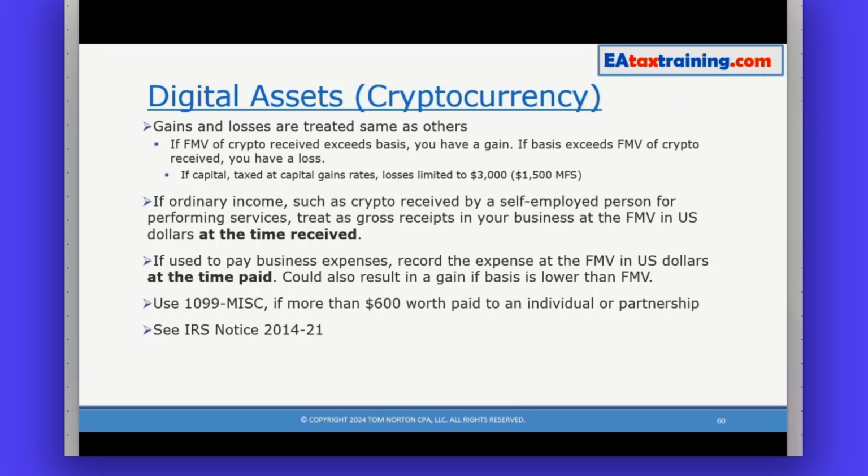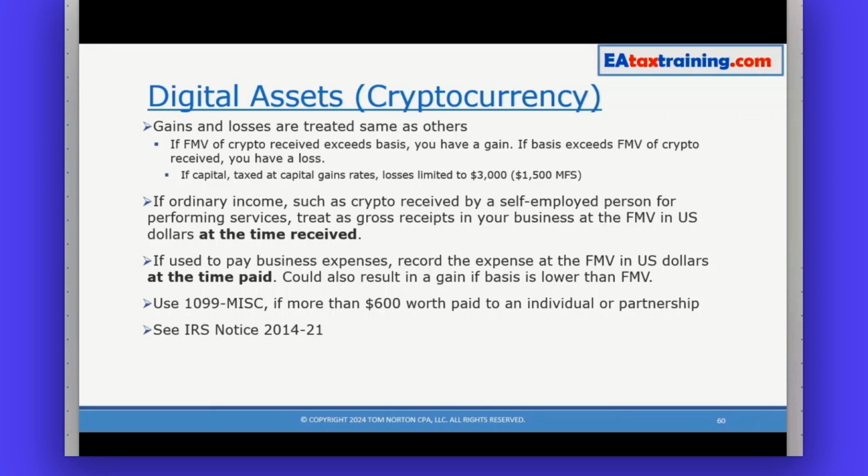So let's say you bought it for $100 and now you pay somebody to do work in your business, to do some carpentry work in your business to add on a space. And that carpentry work is worth $500. Well, now you have a gain because the service that you received in exchange for that cryptocurrency is greater than the amount you paid for that cryptocurrency. So you've got a gain on the disposition of that currency.